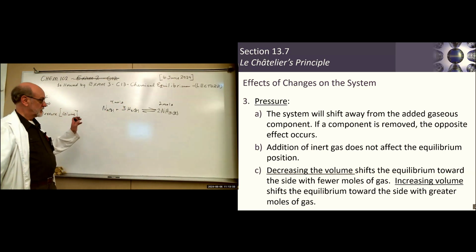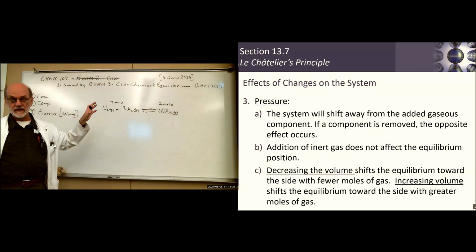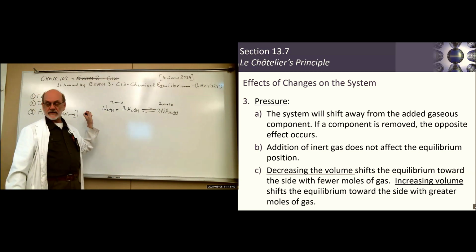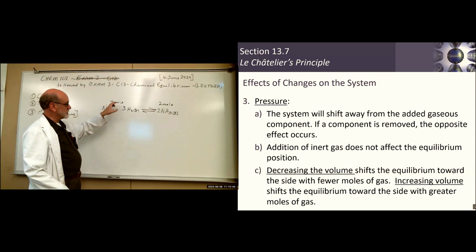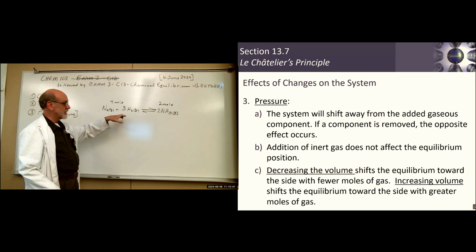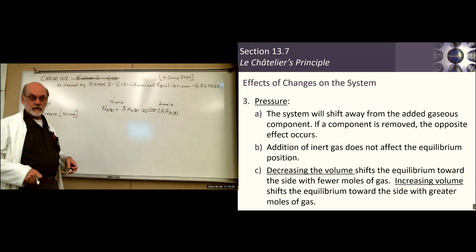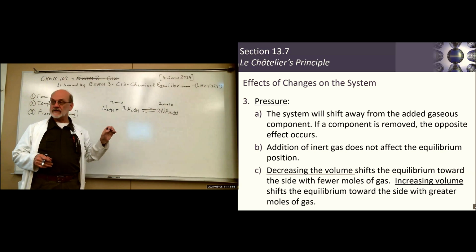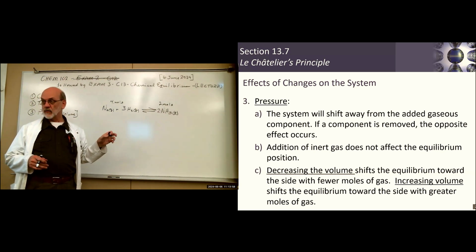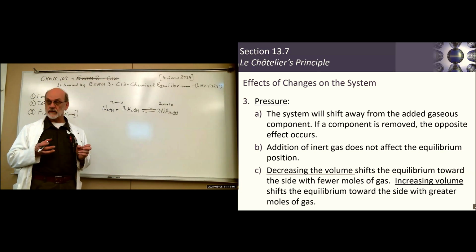When you have a different number of moles of gas on either side, and this is gas only, if you've got any liquids or solids in there, it doesn't matter. They don't count. But if you have a difference in the number of moles of gas, then we can say something about the shift if we change the pressure. If we increase the volume here, the system is going to respond by increasing the number of moles of gas, which relieves some of the pressure. Remember, if you decrease the number of moles of gas in a container, you're decreasing the pressure.